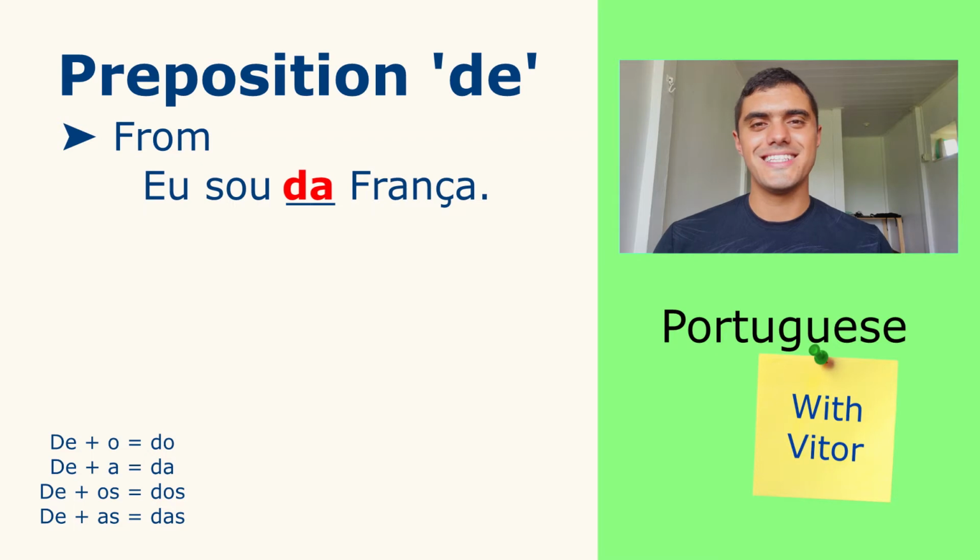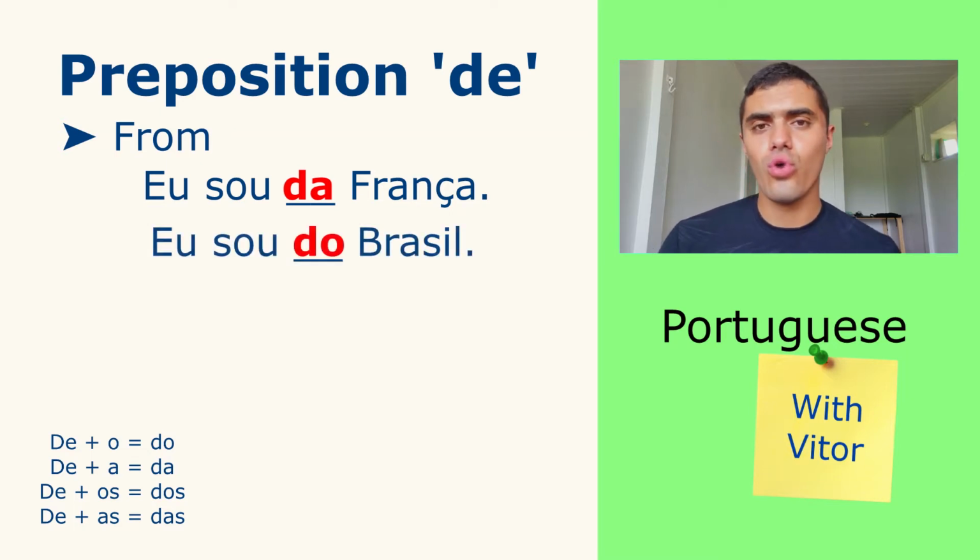Eu sou da França. I am from France. So France is a country. It must have a definite article, as it's feminine because it ends with a. So nouns ending with a, usually they are feminine. And nouns ending with other letters, usually they are masculine. But let's take a look. Eu sou da França. It's feminine. De plus a. Da França. I am from France. Okay?